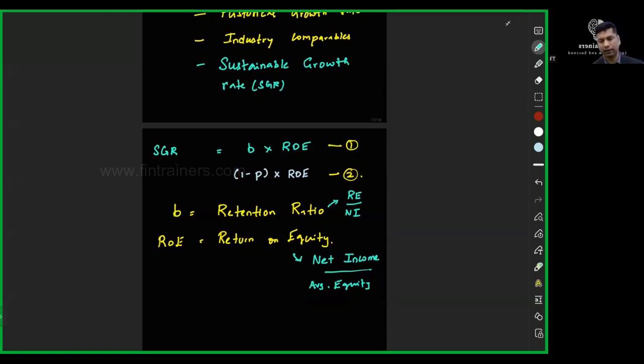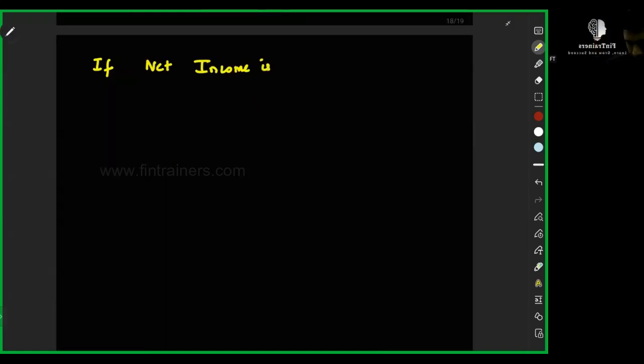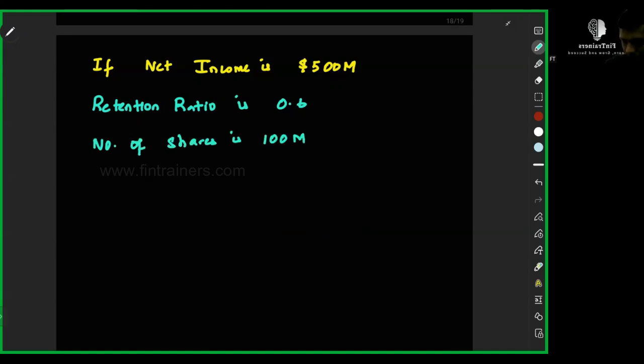Now with this knowledge, I'm not going to give you the cost of equity. I'm not going to give you the growth rate. I'm going to ask you to calculate those two things, and then substitute and calculate the share price. Net income is 500 million. Retention ratio is 0.6. Number of shares, 100 million.